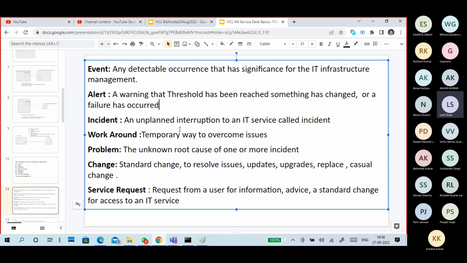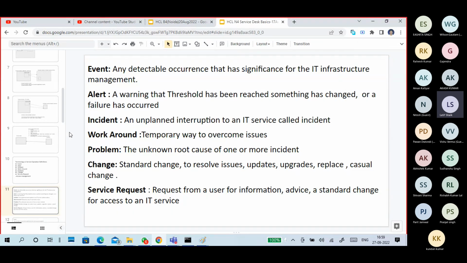Okay, so these are the basic terminologies: event, alert, incident, workaround, problem, change, and service request. In ticket management: incident, service request, then problem, changes. Problem and changes are basically suggestions. This is the second part. Of course there are priorities, impacts, and urgencies also. We'll try to show you that.